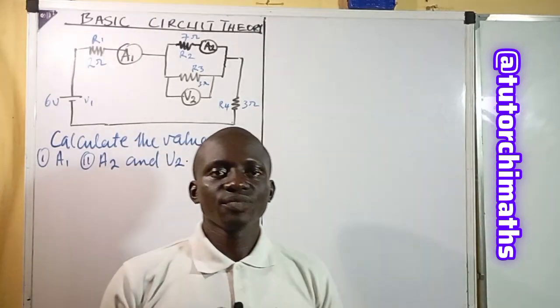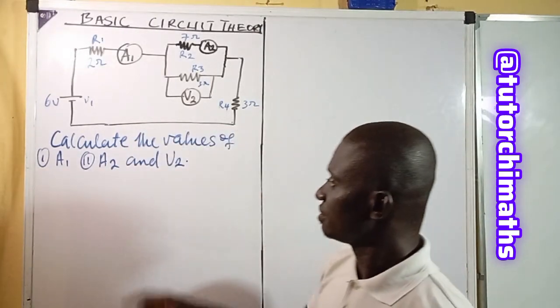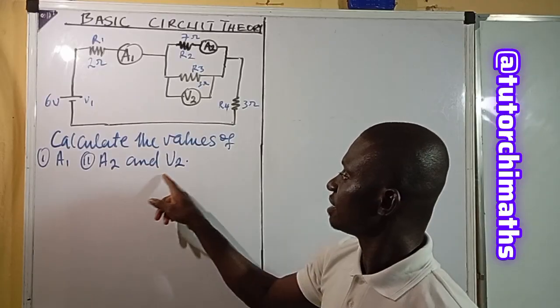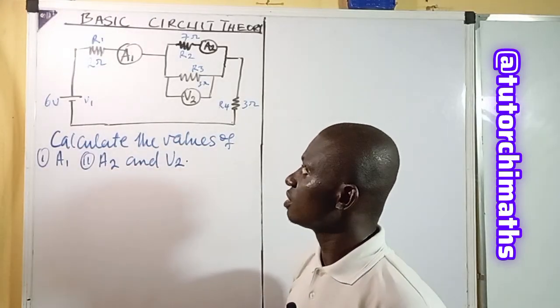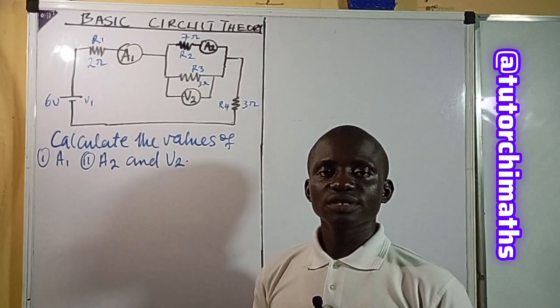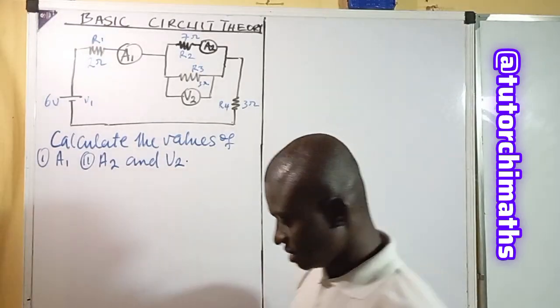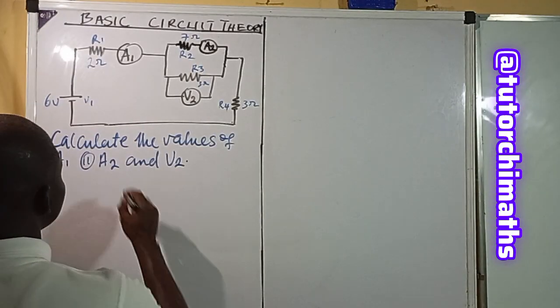Hi. Let's calculate the values of A1, A2, and V2 in this circuit above. For more on Ohm's law and equivalent resistance, please check my previous lessons. Solution.